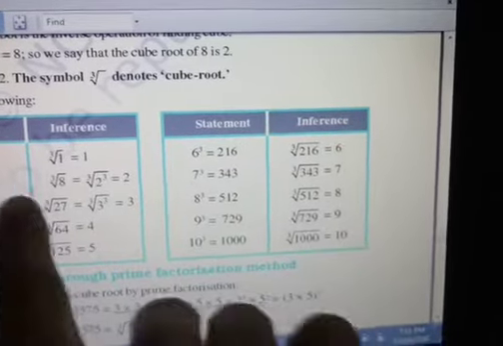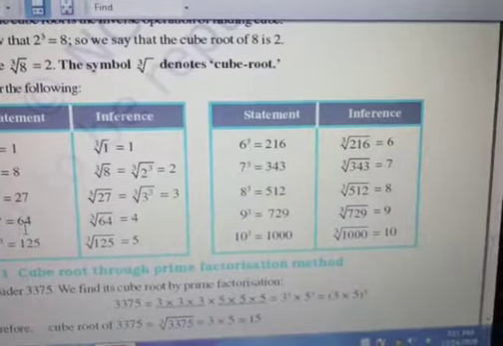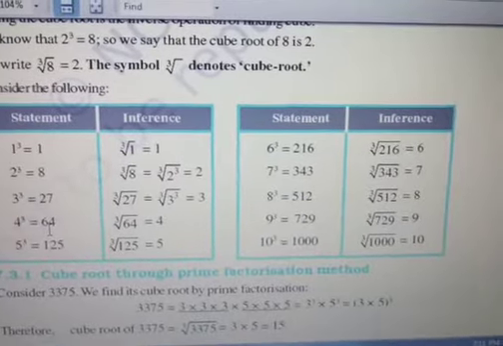This table you can work out for your reference, so you may understand it more clearly.